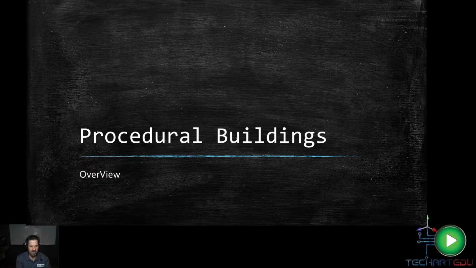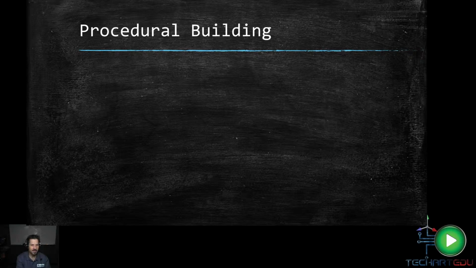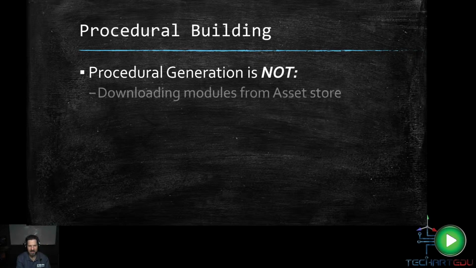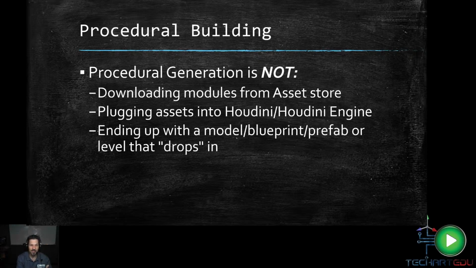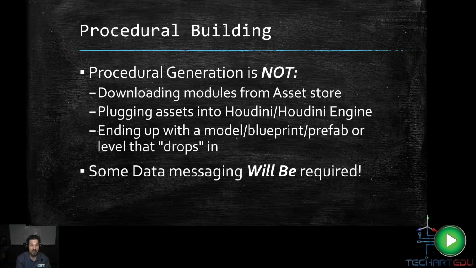Well, I'm afraid to tell you that it's a little bit challenging to create, because when you're creating procedural buildings, procedural generation is not, and I'll get this out, it's not something where you can download modules from the asset store and plug them into Houdini as is and end up with a model or blueprint or prefab that just drops right in. I'm afraid that just isn't going to happen that way. Regretfully, it just doesn't work that way, and I'm sorry, but there will be some data massaging required.